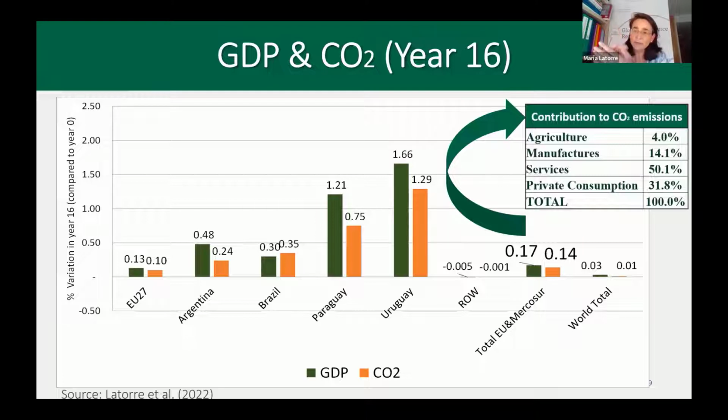And also importantly, related to what we hear in the press and the concern related to the Amazon and so on, we find that the contribution of agriculture to the CO2 emissions is very small. So the story is more related to services contributions and to private consumption contribution to those CO2 emissions. This could be extended to consider greenhouse gases, which we have not done so far. But regarding the CO2 emissions, this is what we find.